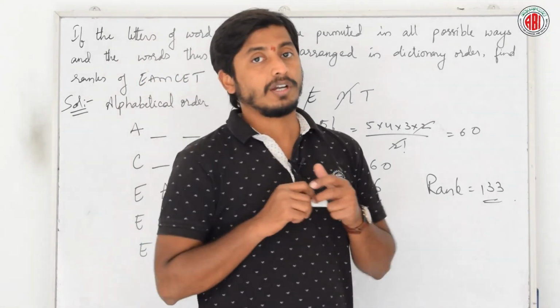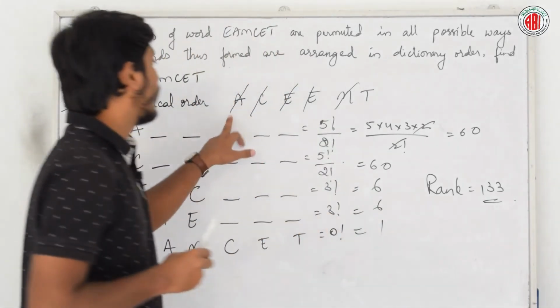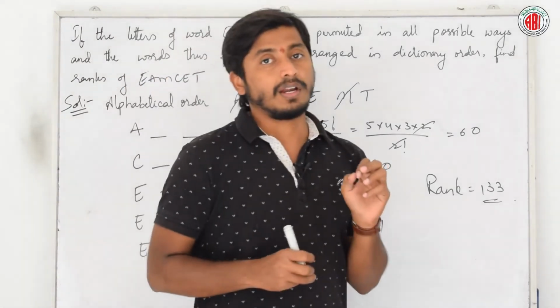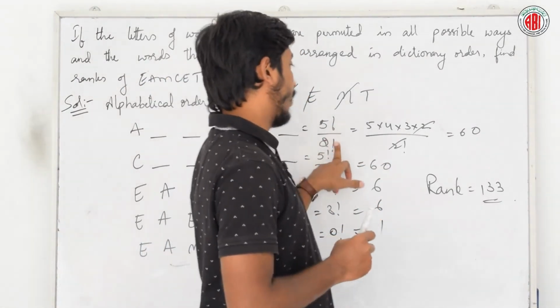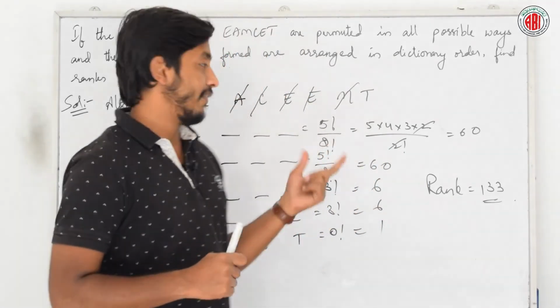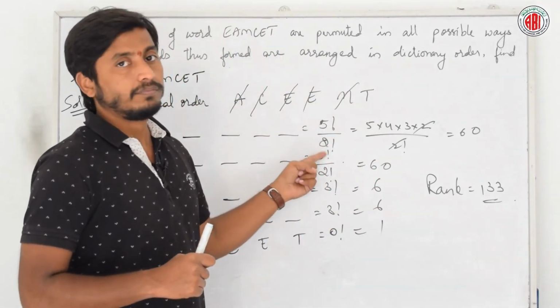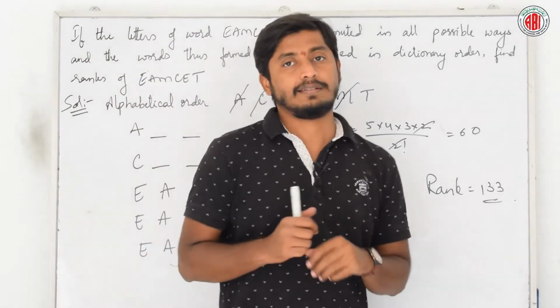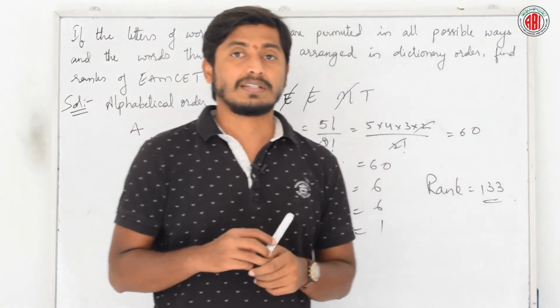Is it easy or not? But the main thing here, the letters are repeating. You have to keep that in mind. If the letters are not repeating, we'll just write in the factorial form. But since the letters are repeating, we'll divide by the number of times each is repeating. Okay, finally we'll get the rank like this. Clear? Shall we move on to the next problem?